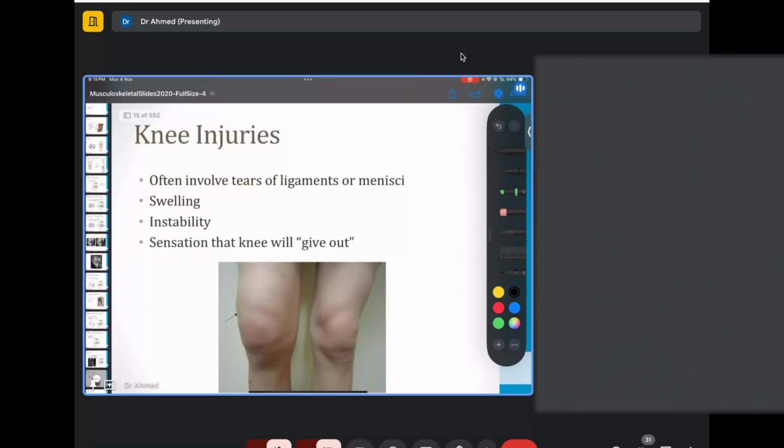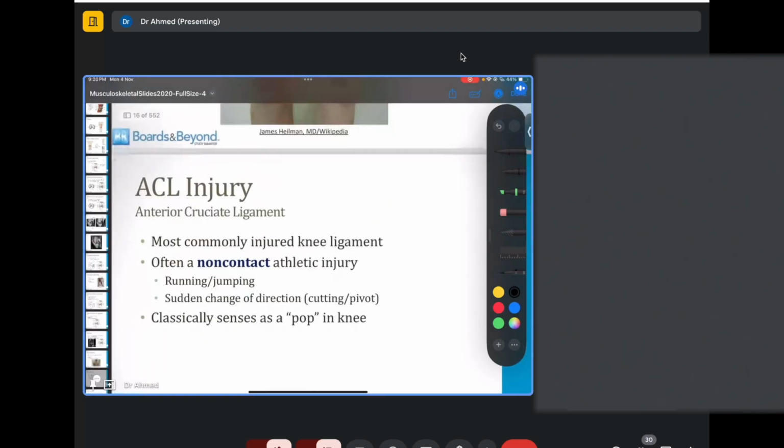Okay, so what's knee injury? For example, if you have tears to the ligament or menisci, you're going to see swelling, instability, and it would be difficult to walk. How is the anterior cruciate ligament injured? We have already discussed. It is basically injured in non-contact athletic injury. For example, if a person is running, jumping, or making sudden changes of direction, it can lead to injury of the anterior cruciate ligament.